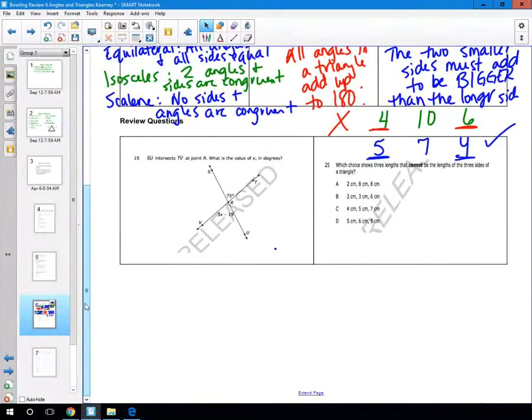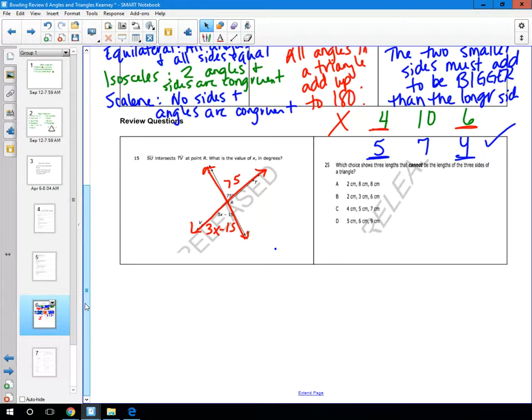Okay? So I'm going to do a practice problem with you, and then I'm going to let you work on your own. Okay? So let's look at the very first one you have there. If you look, it says SU, basically this line right here, SU, intersects at point R, and we know that this angle is 3x minus 15, and this one is 75.